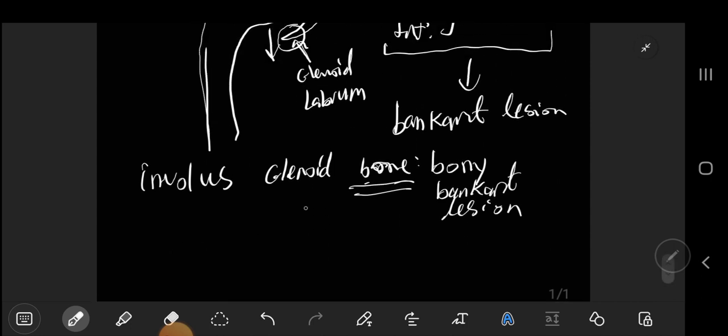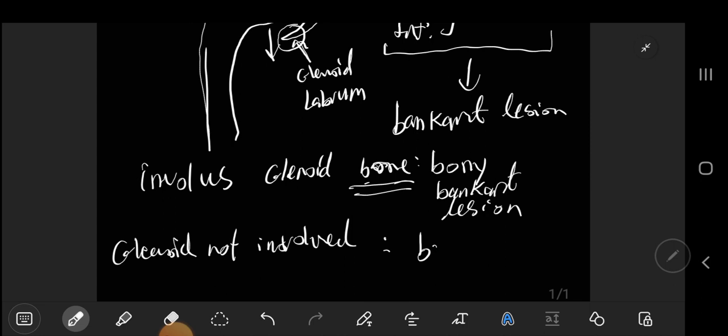And if the glenoid bone is not involved, how would it be called? Glenoid not involved. So this is a tear only of the anterior inferior labrum. It will be called simply a Bankart lesion.